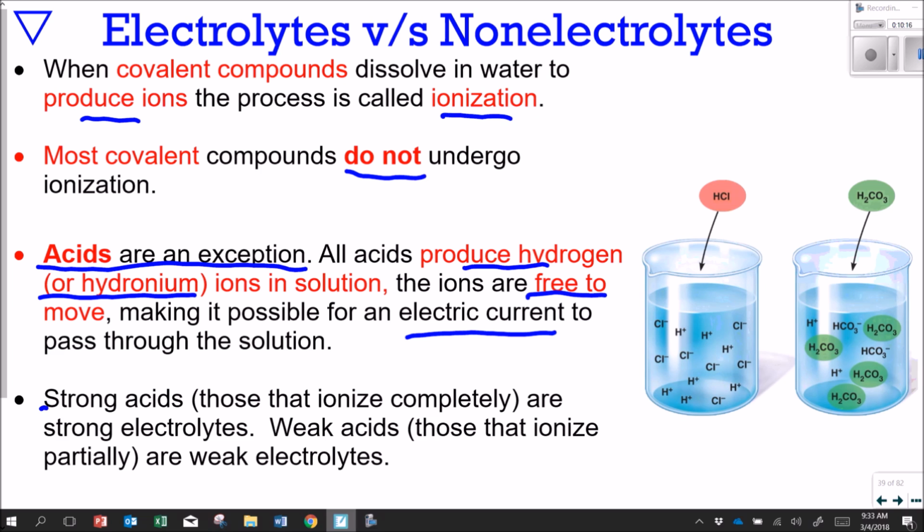Strong acids, which are those that ionize completely in solution, will be strong electrolytes, and weak acids, those that do not ionize completely, will form weak electrolytes. So we can see here hydrochloric acid is a strong electrolyte. All the HCl has formed H+ and Cl- ions. On the other hand, acetic acid, some of them are still molecules in that solution, and a few have formed ions. So it has ionized partially and will be a weak electrolyte.